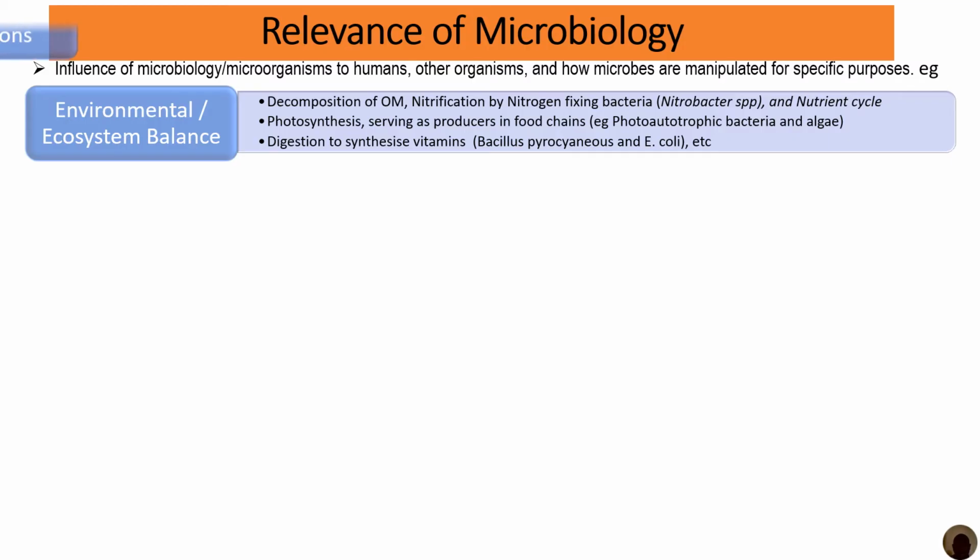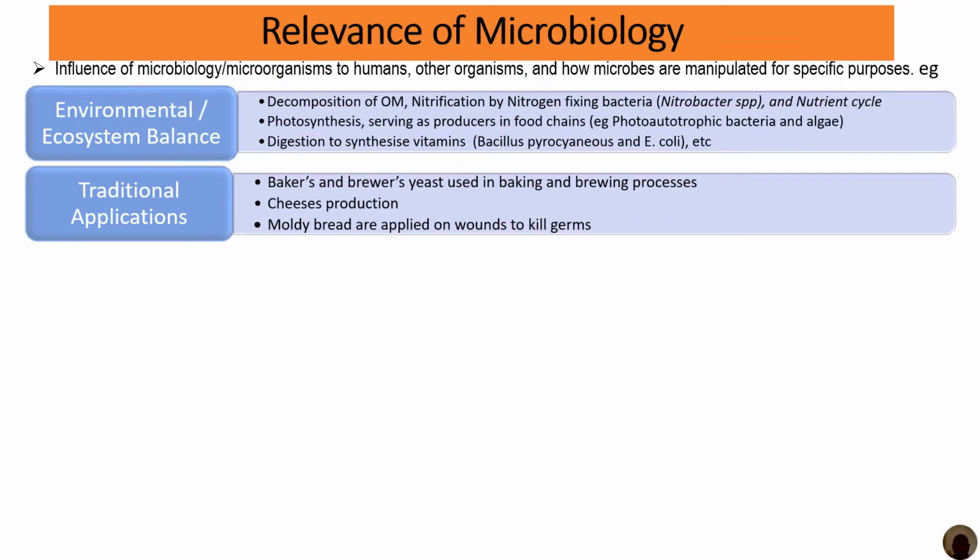Now, apart from environmental and ecosystem balance, the study of microbiology helps us to understand some of the traditional applications of microorganisms. Traditionally, human beings have been using microorganisms for 1,000 years, and it is with the knowledge of microbiology that we come to understand such applications. For example, bakers' and brewers' yeast, which are used in baking and brewing processes, and cheese production. In fact, some microorganisms are even used traditionally to kill germs. For example, moldy breads are applied on wounds traditionally to kill germs.